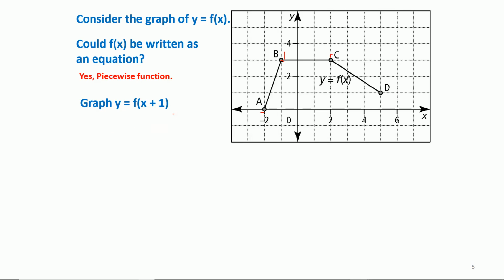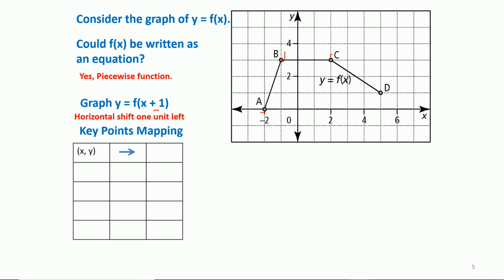Graph y equal to f of x plus 1. That is horizontal shift 1 unit left. I hope you know by now that it is shifting 1 unit left. So key points mapping we can do. Let us see. This x, y becomes x minus 1, y. Then minus 2, 0, this point. You subtract 1 from minus 2, so we say minus 2 minus 1 and y is 0. So minus 2 minus 1 is minus 3.